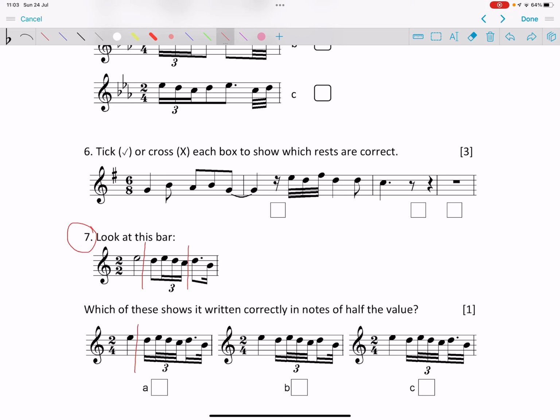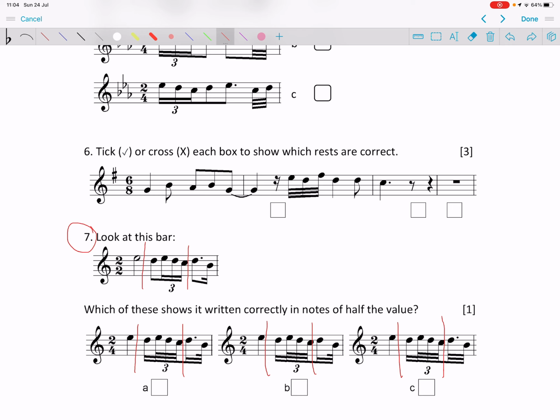And then you're going to go and do that for each of the potential answers. Now, the question asks you to change the time signature, but it doesn't ask you to change the structure of the rhythm. So that must be maintained. Now, let's go and have a look.